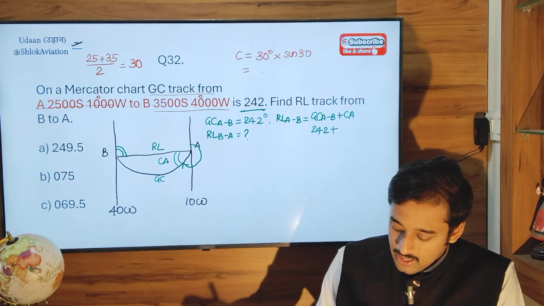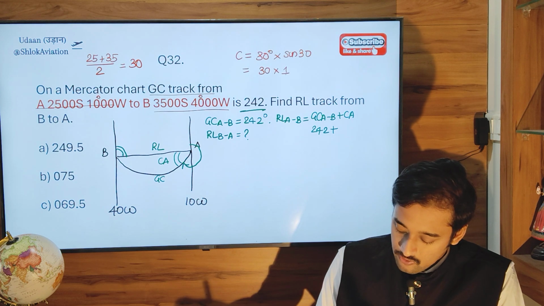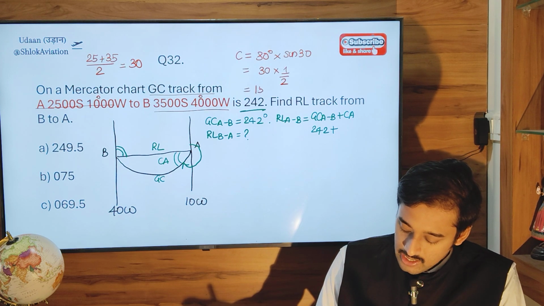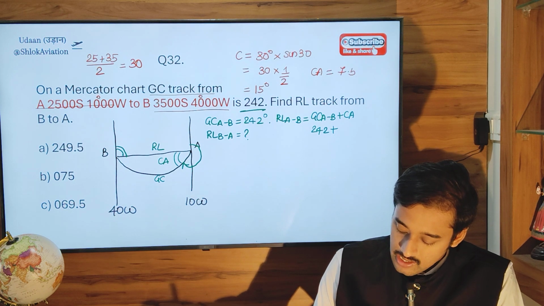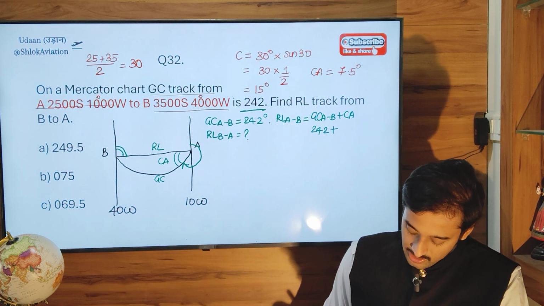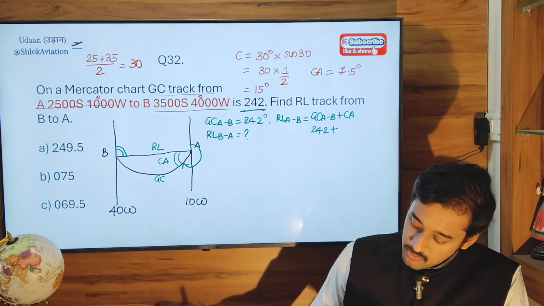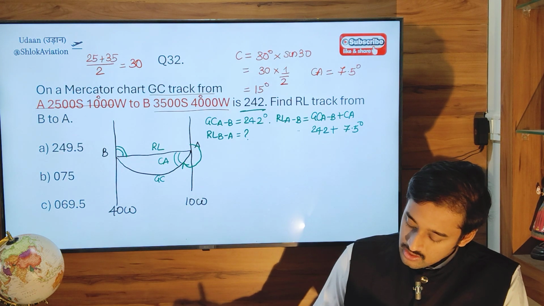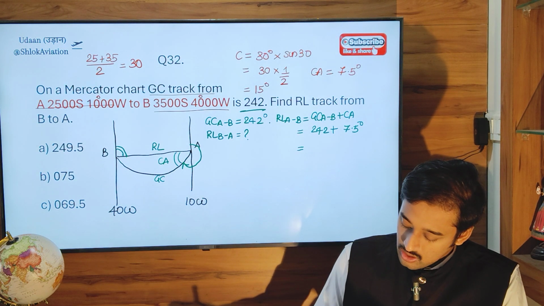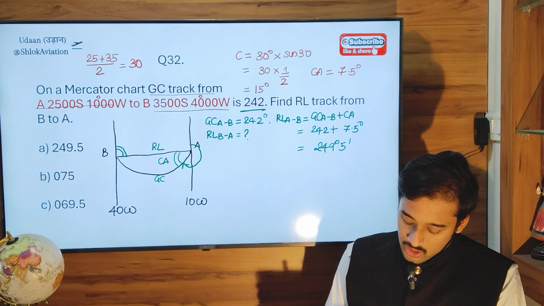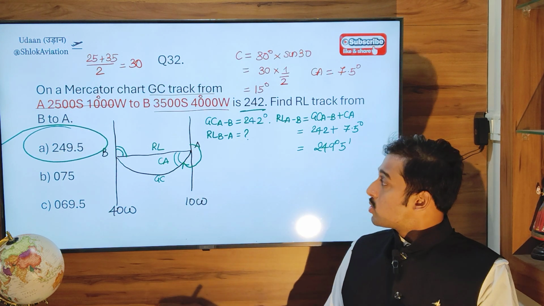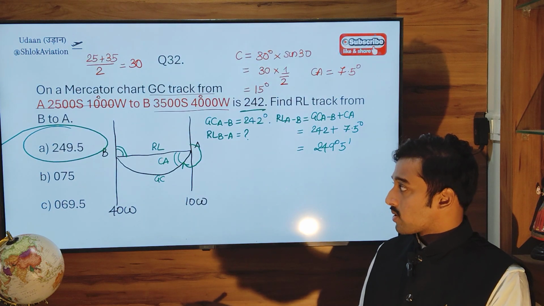So sine 30. 30 degree into sine 30 is half. So convergency is 15 degrees. Convergency angle will be 7.5 degrees. So let's substitute the value here. 242 plus 7.5 is equal to 249 degree 5 minutes. So correct option is option A, 249 degree 5 minutes.